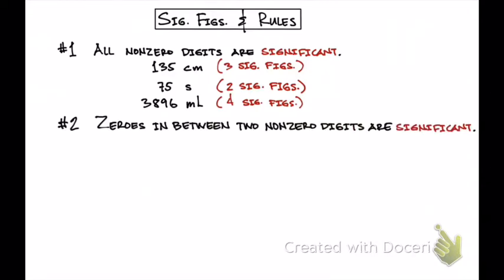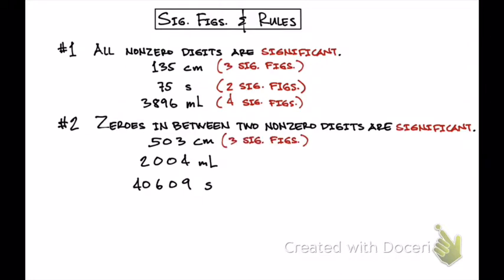The second rule here states that zeros in between 2 non-zero digits are considered significant. So we can call this zeros in between, right? So for example, if you made a measurement and you got 503 centimeters, there's a 0 in between 2 non-zero digits that are significant. So we have a total of 3 significant digits. So that 0 that's in between 5 and 3 is considered significant. So you count it. So for the measurement 503 centimeters, you have a total of 3 significant digits.